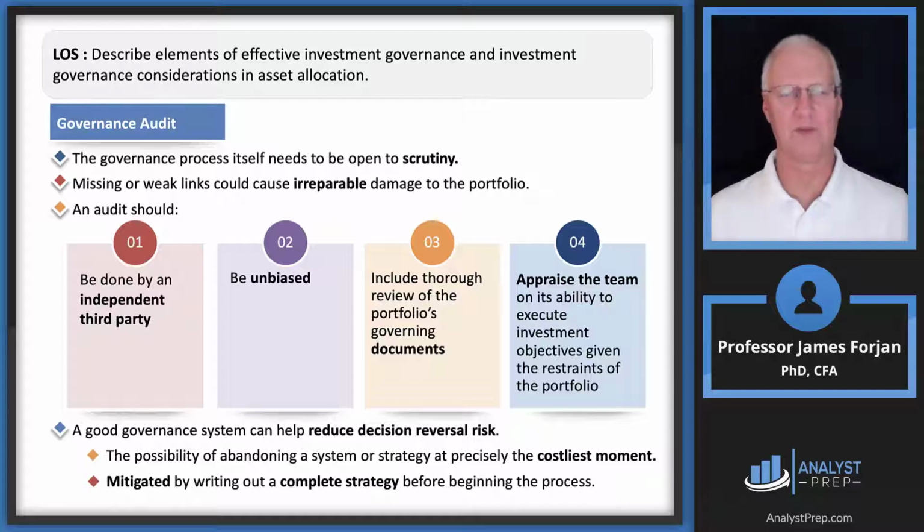A good governance system can help reduce decision reversal risk. This is something that's really interesting, and it relates back to what we did in those earlier two readings on behavioral finance. So let's suppose that our client required 10%.